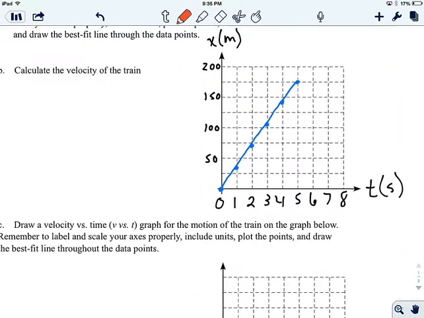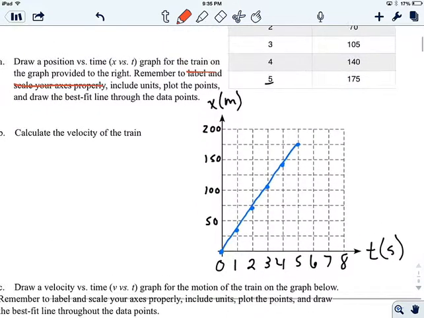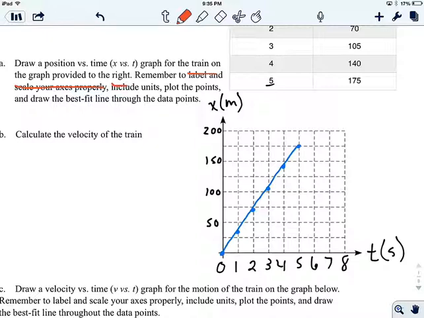All right, zoom in. I've got seconds and I've got meters, so I included units. I didn't just put t and x. Plot the points, I definitely did that. And draw a best fit line, I did that as well. Okay, so I did everything they asked me to in the problem.